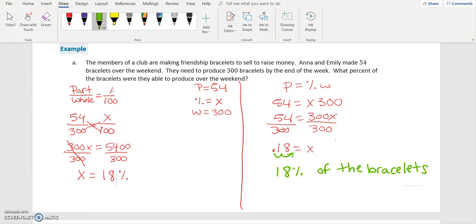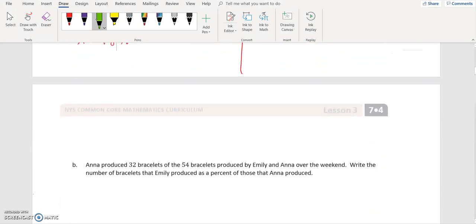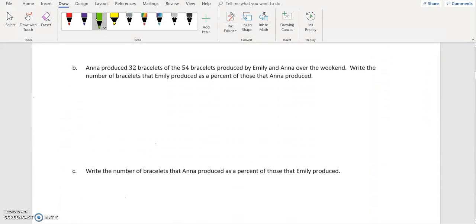Okay, so let's move on. Let's go to B. Anna produced 32 of the 54 bracelets produced by Emily and Anna over the weekend. Write the number of bracelets that Emily produced as a percent of those that Anna produced.